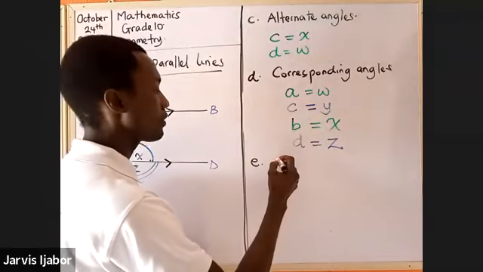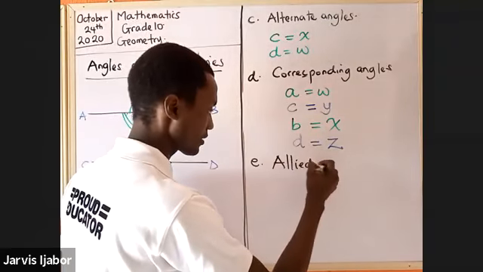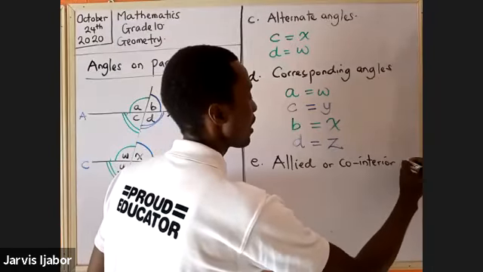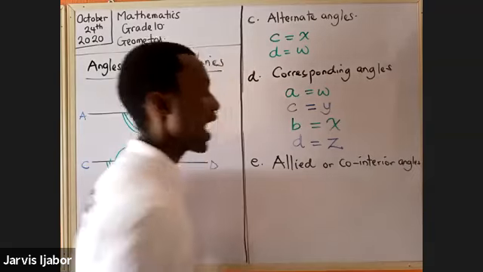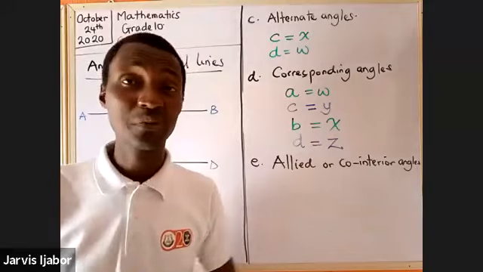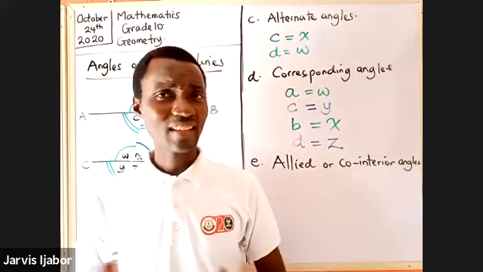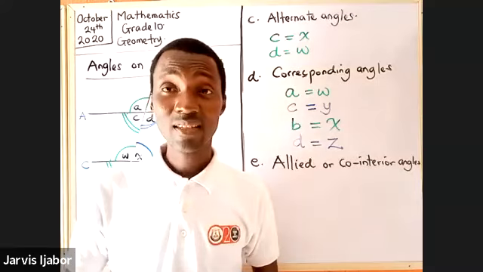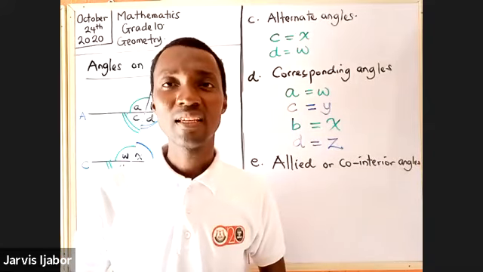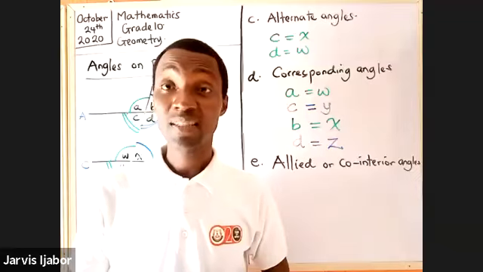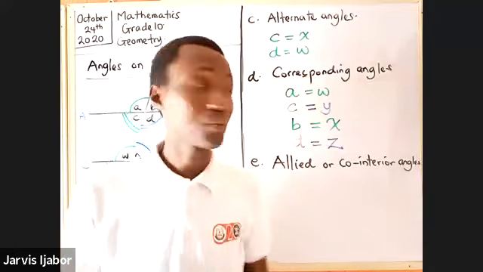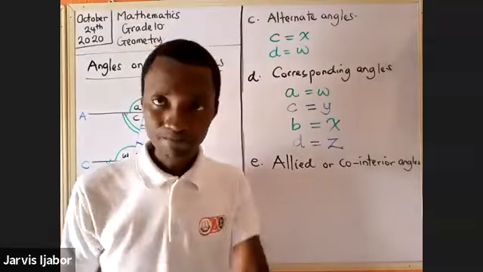It's a type of angle. There's something we call allied or co-interior angles. At some point, I haven't stopped teaching it, I have stopped talking about it. I don't tell students about it because I was wondering, is it now outdated? But I'm surprised that in this Essential Mathematics 2020 edition, it's mentioned. So it means it's still an accepted term in mathematics. So what do we mean by allied or co-interior angles? So let's see what that means.